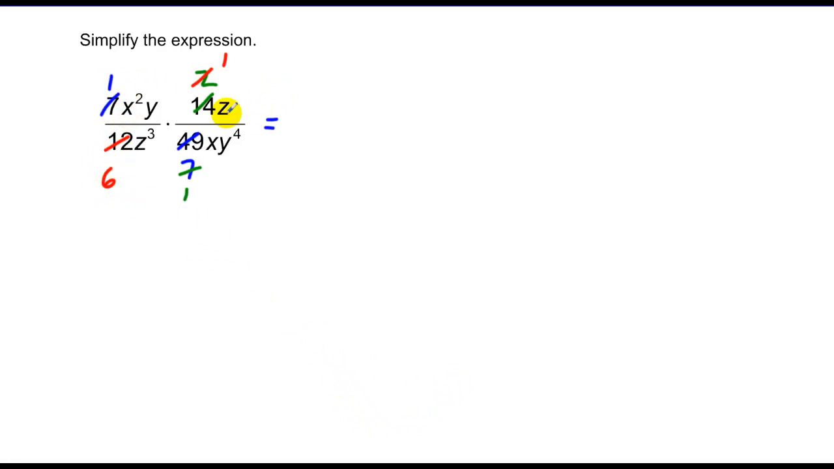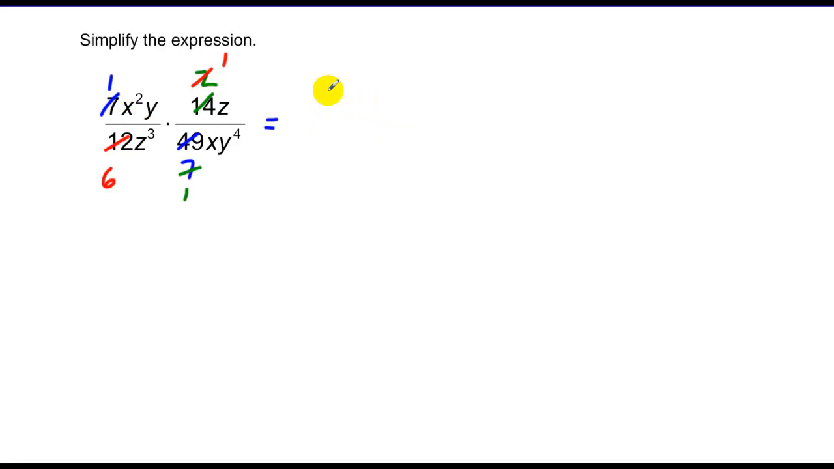So in the numerator, you remember when I'm multiplying fractions, I multiply the numerators by the numerators and the denominators by the denominators. I don't need a common denominator to multiply. In the numerator, I have no coefficients left other than 1.